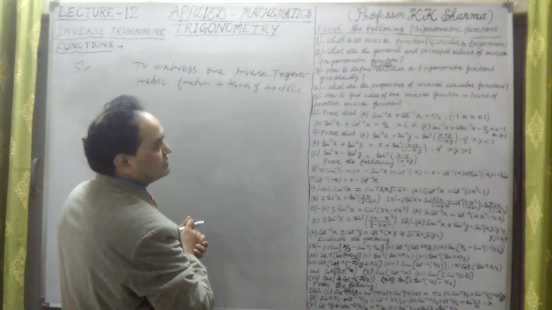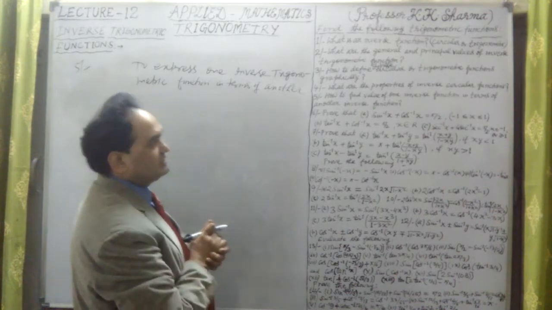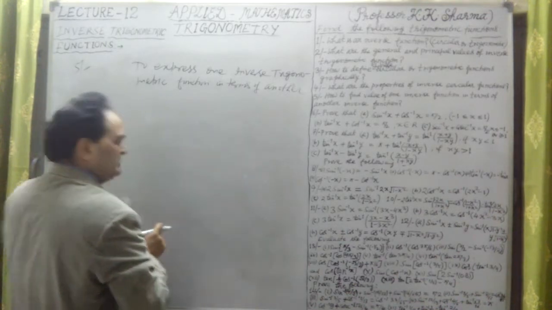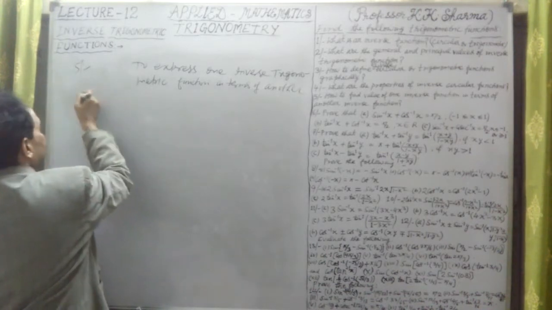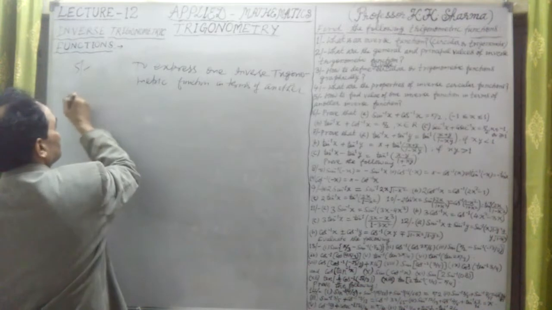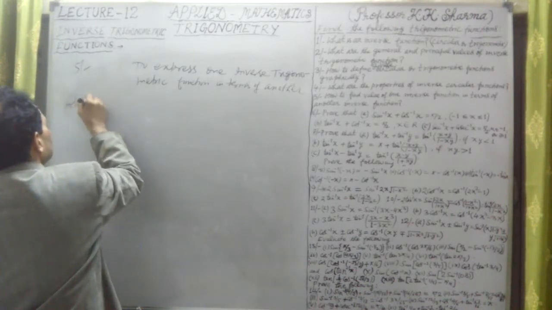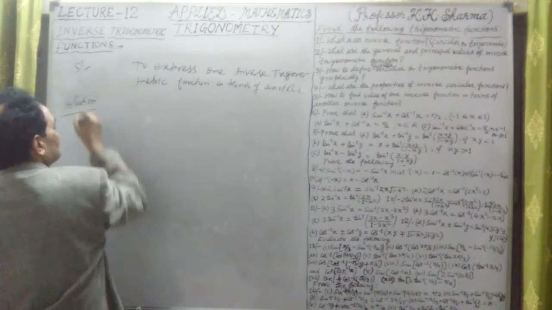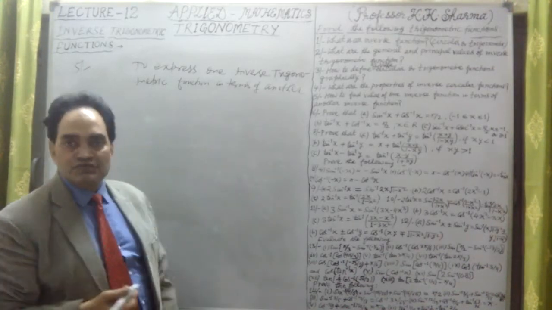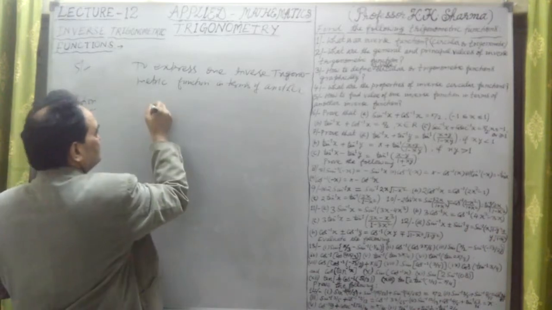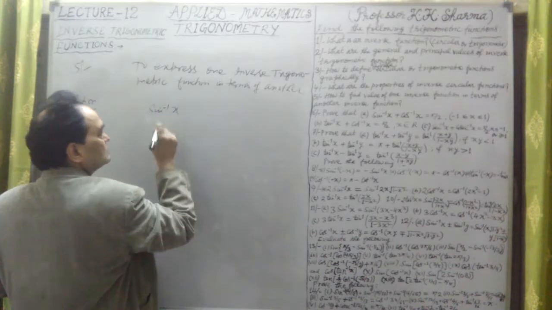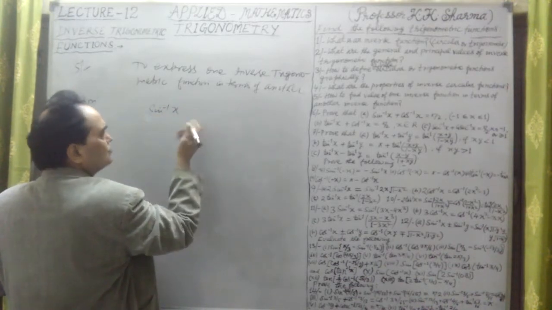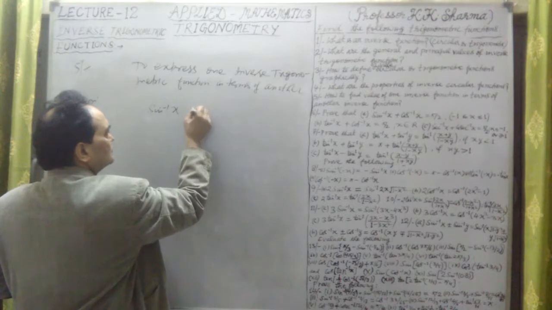That is question number 5. So how to find the value of one inverse function in terms of another. Let me take that. First, let me express one. This is the solution or proof. Let me take the solution here. If I take sine inverse x equal to theta, let me take sine inverse x equal to theta, so sin theta equals x.